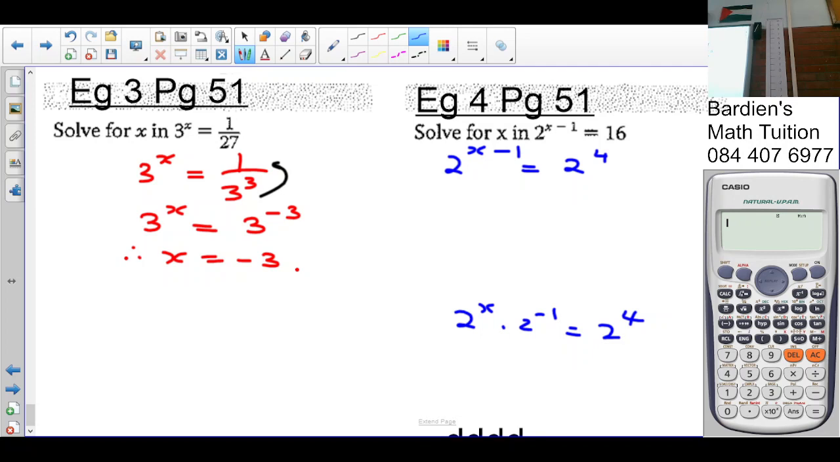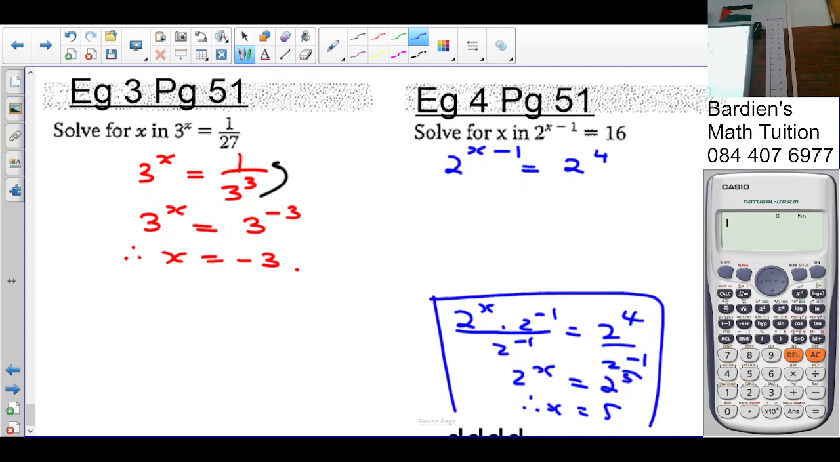So you divide both sides by 2 to the minus 1? Yes, absolutely. Nice. So 2 to the x is equal to? 2 to the 5. Nice. Therefore, x is equal to 5. Good. That's one way from that point. Otherwise, what can we do? Simple. So therefore, x minus 1 is equal to 4. x is equal to? Okay. But you guys understand?